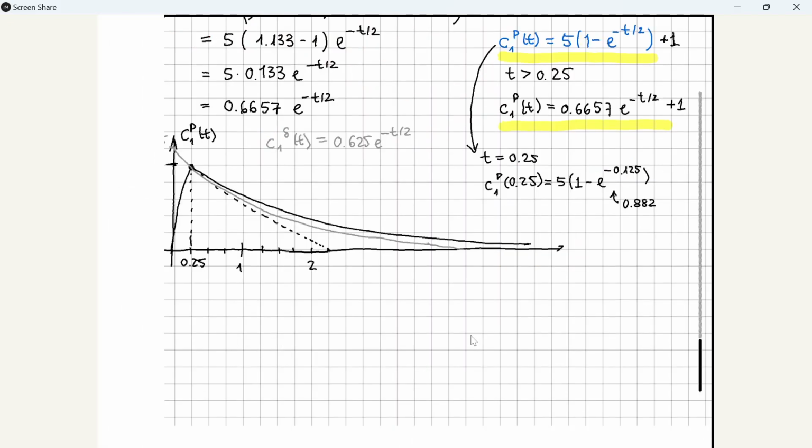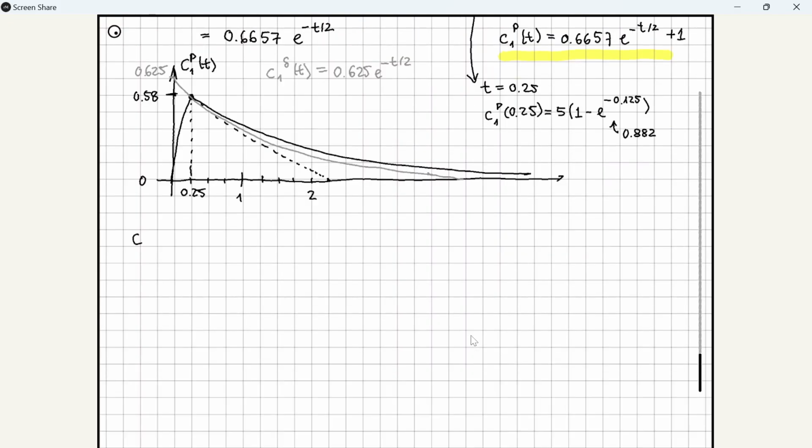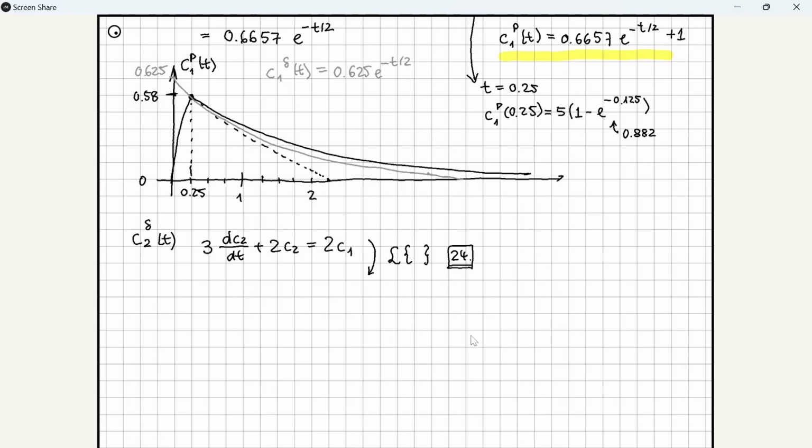Okay, so let's carry on with what we would like to do next. C2 delta of t. To do this, we need the differential equation, which was 3 times dc2 over dt plus 2 c2 equals 2 c1. And what we do next is the Laplace transform using equation number 24. So hopefully this gets easier the more often you do it. Hopefully you see this immediately.